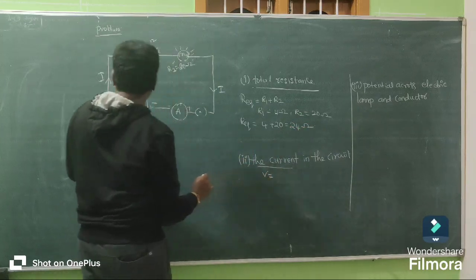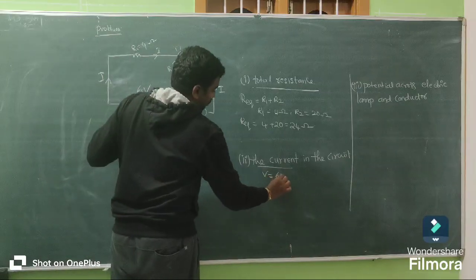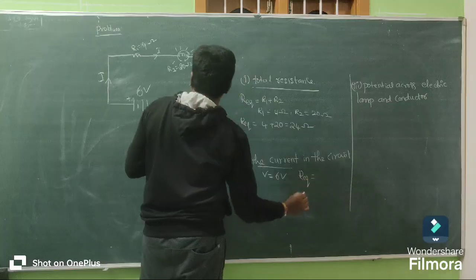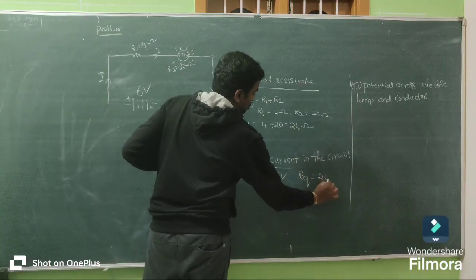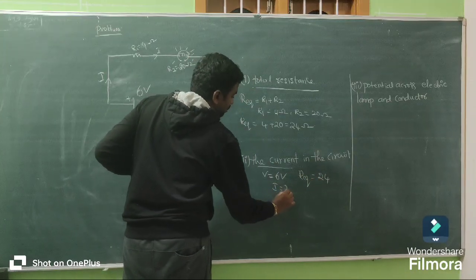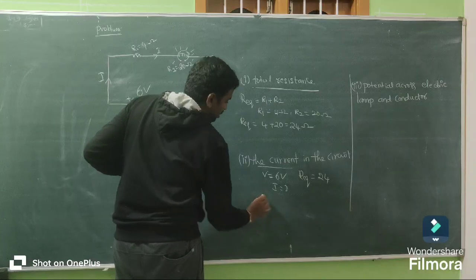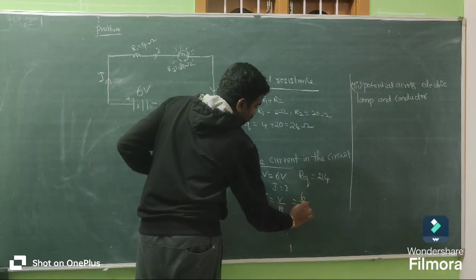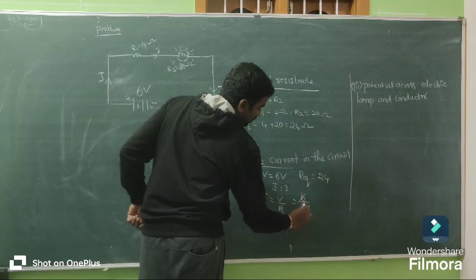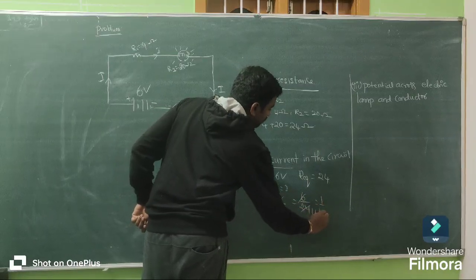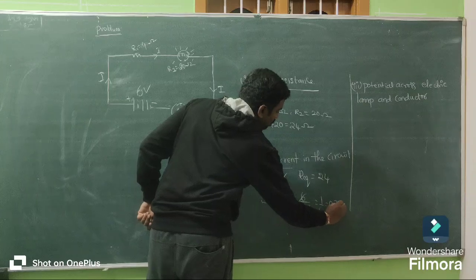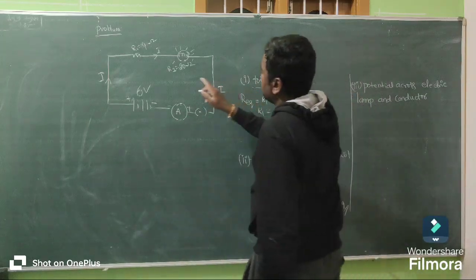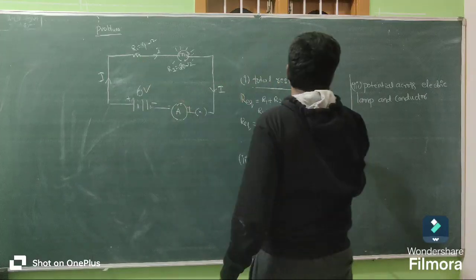Now we have to calculate total current. V value is the 6 volt battery. Total resistance R equivalent is equal to 24 ohm. So I we have to find out according to Ohm's law. I is equal to V by R, 6 by 24, which is 1 by 4, which means 0.25 ampere.